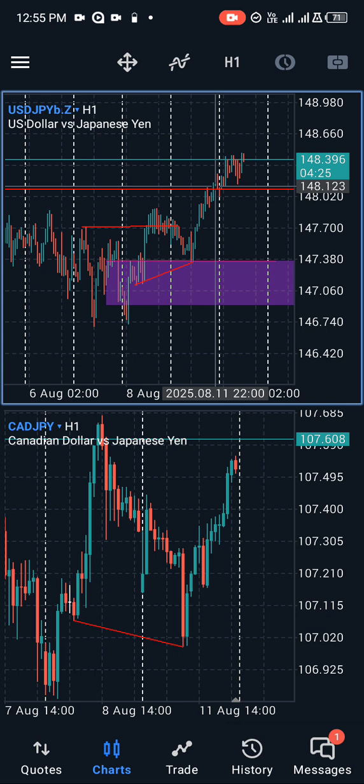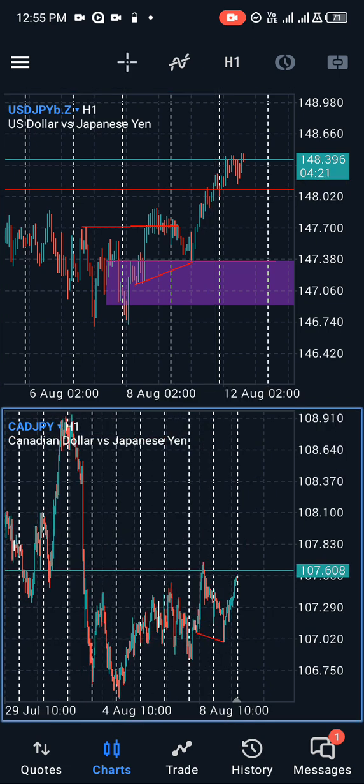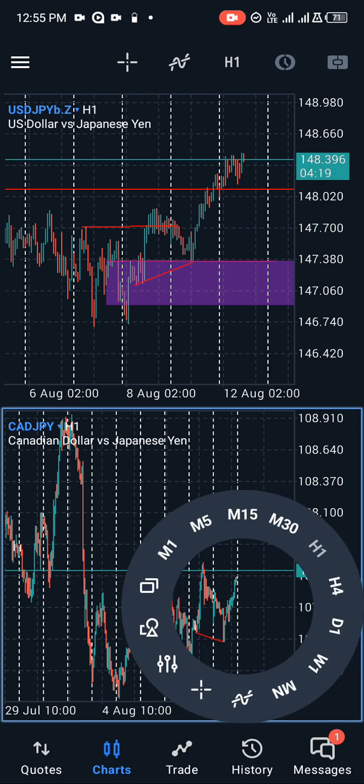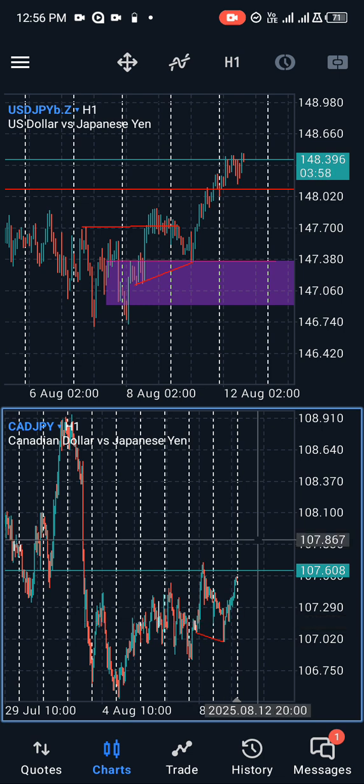Once it took liquidity, I exited, but you can see that CAD JPY had not yet taken liquidity above this high around here. So I exited because there could be another divergence to the downside. So I took my profits on both. I scaled in position on both pairs.